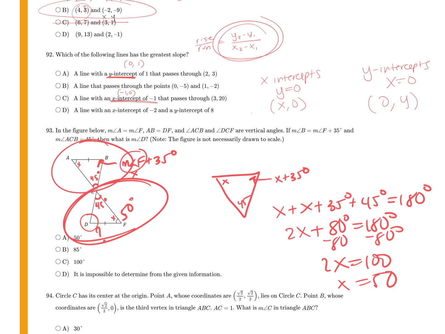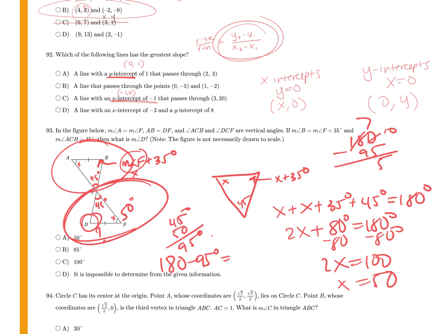Well, these three angles have to add up to 180. 45 plus 50 is 95. So we can subtract from 180 to figure out angle D. So 180 minus 95, 85 degrees, B.